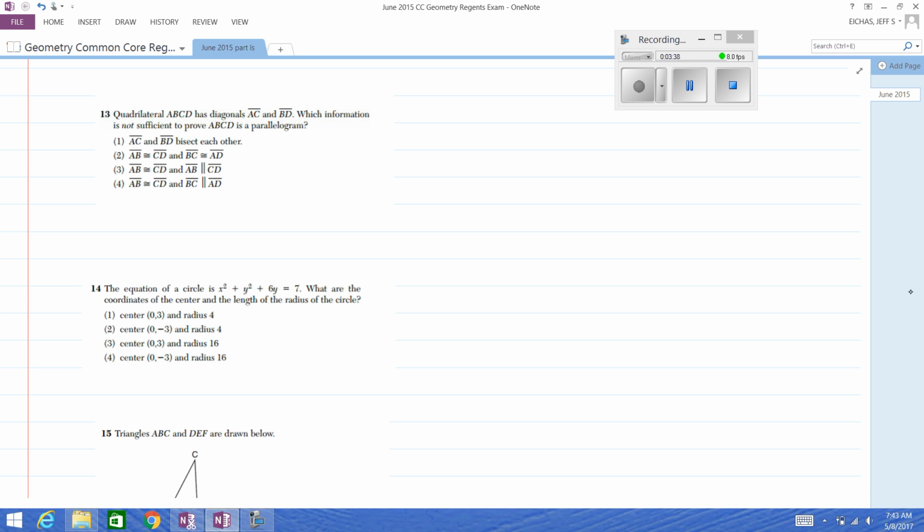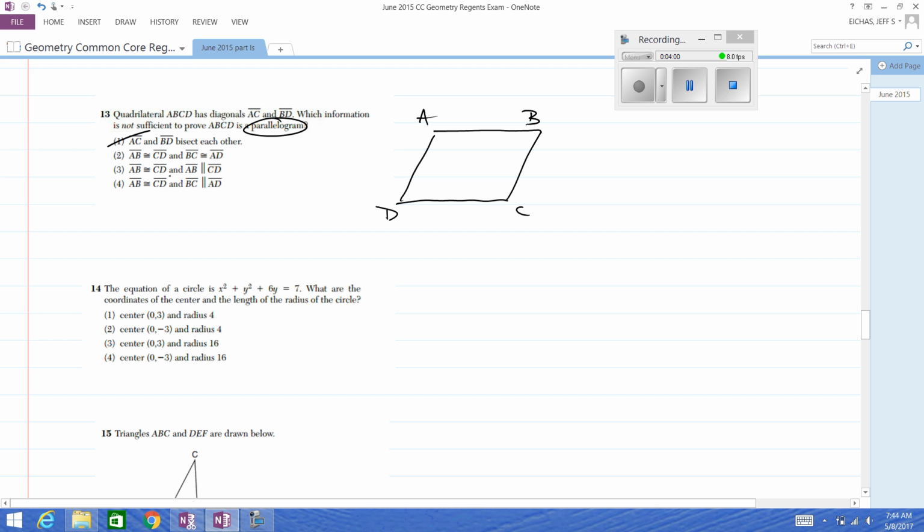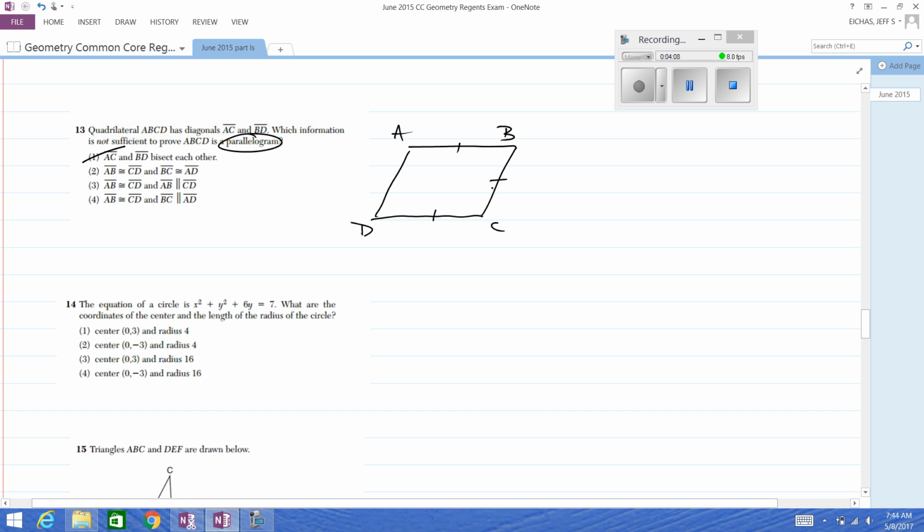All right. Okay. So we want to prove something's a parallelogram. So a quick sketch. All right. So if the diagonals AC and BD bisect each other, that would be enough to make it a parallelogram. But we want, which is not sufficient. All right, let's mark this up here. AB congruent to CD and BC congruent to AD. That is enough. That will be enough to force it.